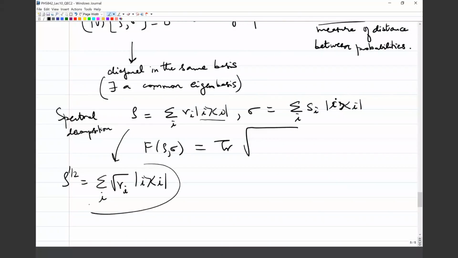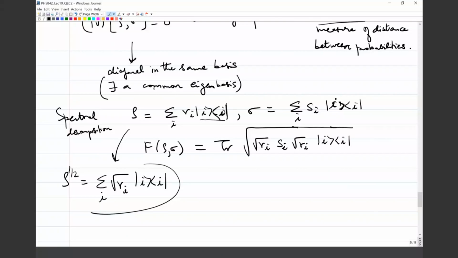So this becomes square root Ri Si square root Ri, right? So I hope you can work this out, because you'll start with two sums. When I have rho to the half, sigma, rho to the half, you can even write down three sums over i, j, k, but all of them will have to collapse.